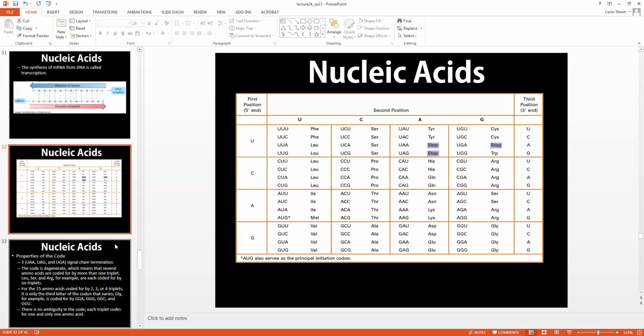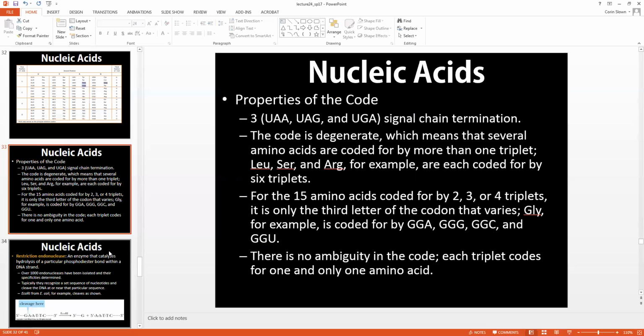The delightful news for you is that you are not responsible for knowing the codon table, but it is useful to have an understanding of how each codon encodes for a specific amino acid. So the properties of a code are that there's always 3 nucleotides that signal chain termination, that the code is degenerate, which means that several amino acids are coded for by more than one triplet. So leucine, serine, and arginine, for example, are each coded for by 6 triplets.